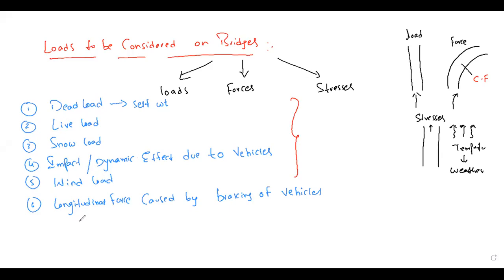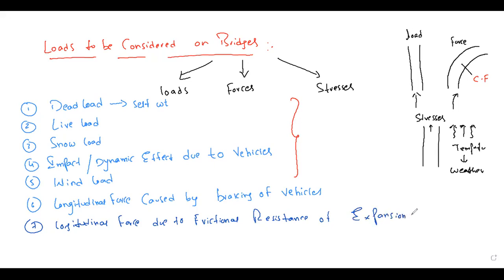Now we are talking about forces. One is a longitudinal force, which is caused by braking of vehicles, when vehicles apply brakes. The next one is again a longitudinal force, which is due to frictional resistance of expansion bearings. And the next one is centrifugal force. How does the centrifugal force occur? Due to curvature.